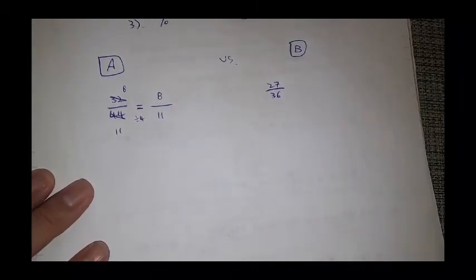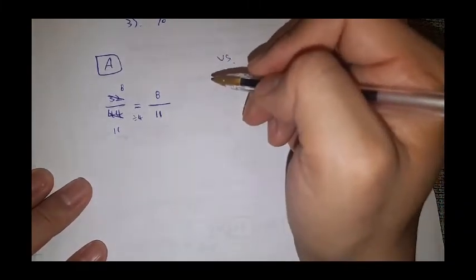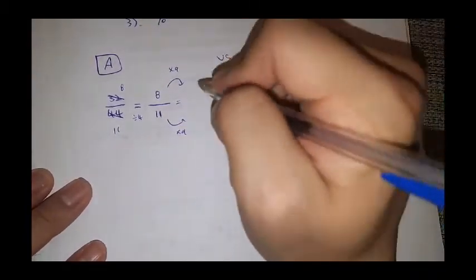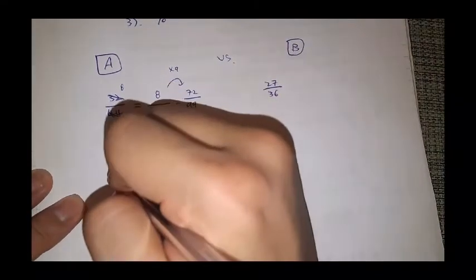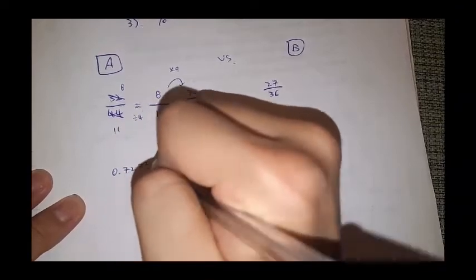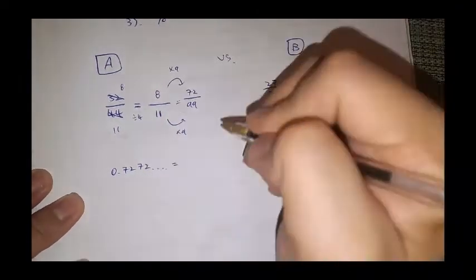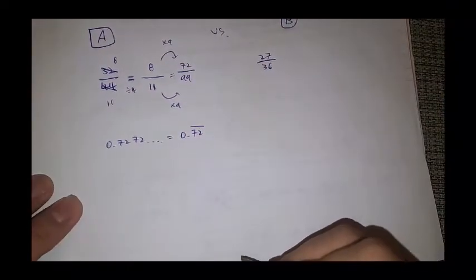This is very important because 11 we can multiply by something to make it into a repeating decimal in that case. I want you to multiply everything by 9. Then you will see 9 times 8 is 72, 9 times 11 is 99. Which means your decimal format will be 0.727272 and so on, or we can write it as 0.72 with the hat.